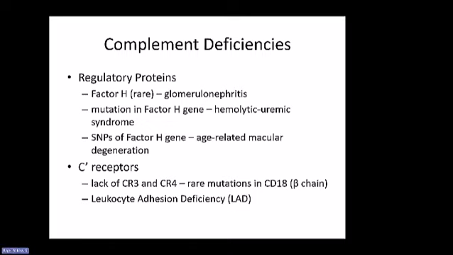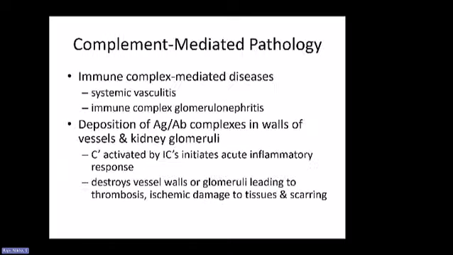Factor I, we talked about. Factor I also causes atypical HUS along with frequent infections. Complement receptor defects, lack of CR3, CR4, are because of a defect in CD18, the beta chain of that integrin. That leads to defective CR3 and CR4, which is called leukocyte adhesion defect. Talked about the immune complex issues.